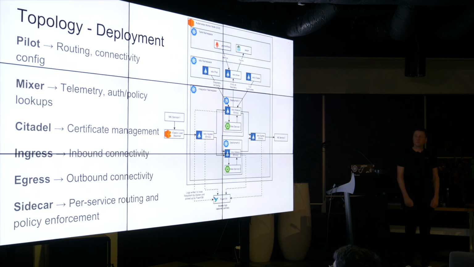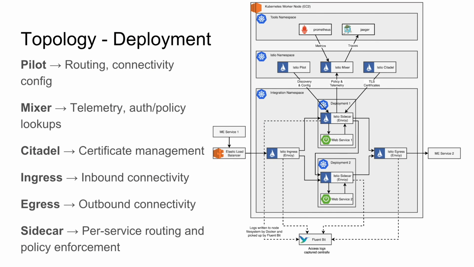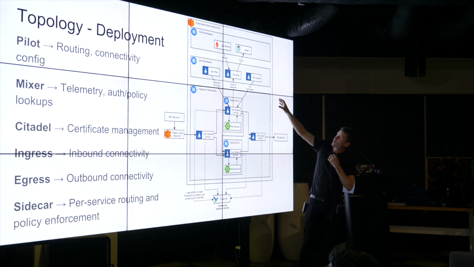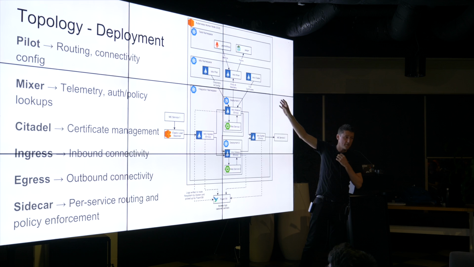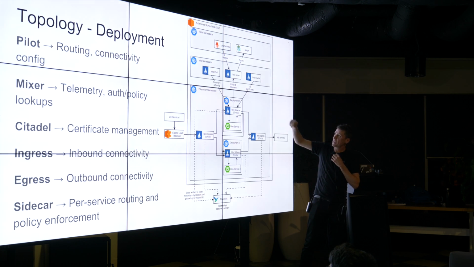So what is Istio? This is more of a deployment view. For anyone that's familiar with Kubernetes, hopefully most of what I'm about to talk about will be somewhat familiar. We have several different namespaces. We have tools namespaces containing components like Prometheus and Jaeger. That's our observability stack.